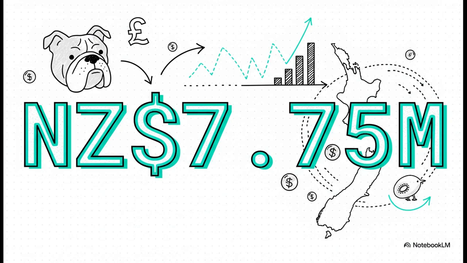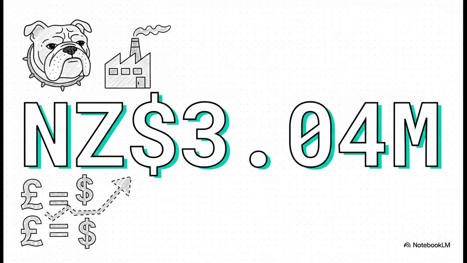Let's start with an income statement item, sales. Bulldog had sales of £2.5 million. We apply the rule we just learned and translate this using the average exchange rate for the period, which we'll say is 3.10. That gives us translated sales of 7.75 million New Zealand dollars. Easy? Now let's grab a balance sheet asset. Bulldog's plant and equipment is on the books for £950,000. We apply our balance sheet rule, which means we use the closing rate at the reporting date. Let's say that's 3.20. That gives us a translated value of 3.04 million New Zealand dollars.